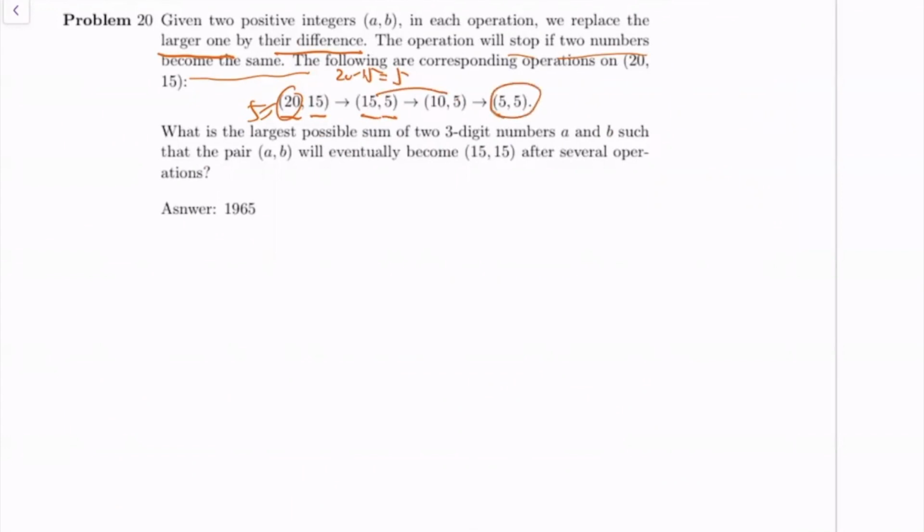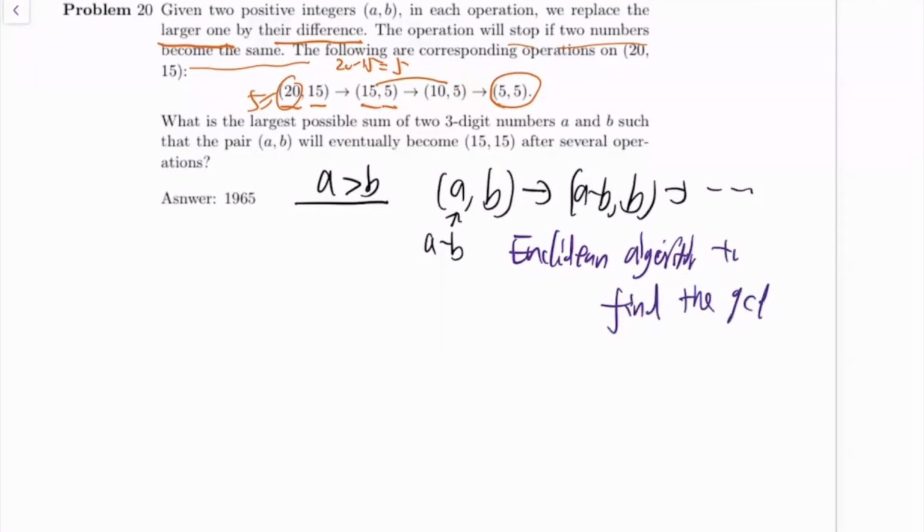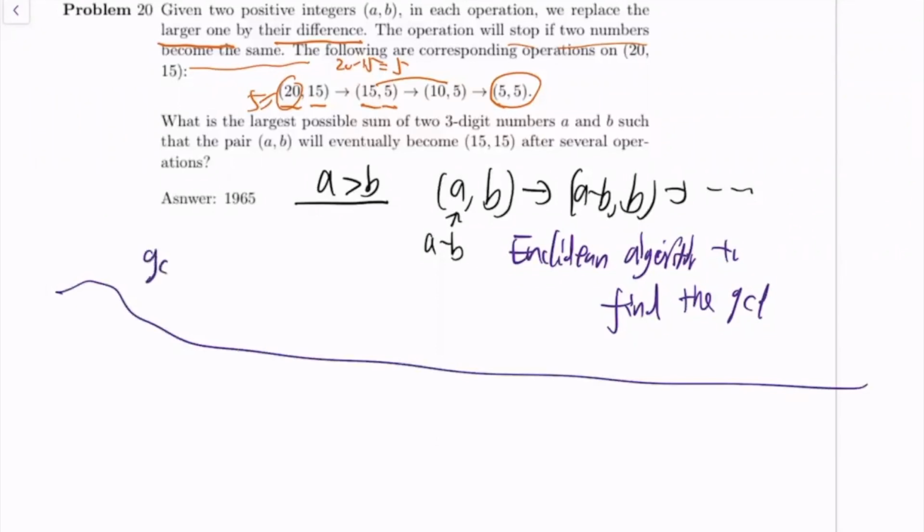So basically, suppose A is bigger than B. The first operation takes (A, B) to (A minus B, B), and so on. And this is actually called the Euclidean algorithm to find the GCD. Basically, the reason is that the GCD of A and B is the same as the GCD of A minus B and B.